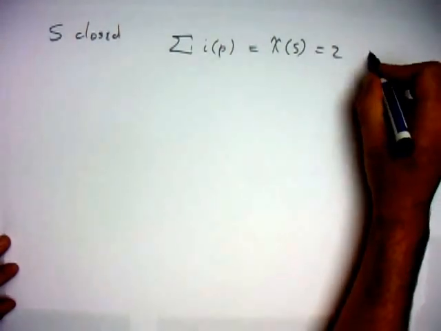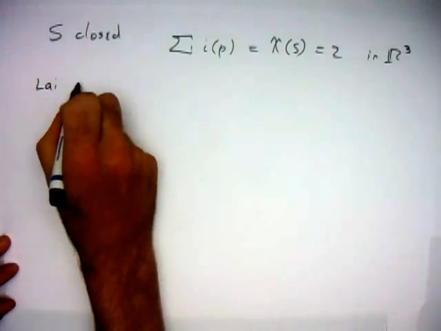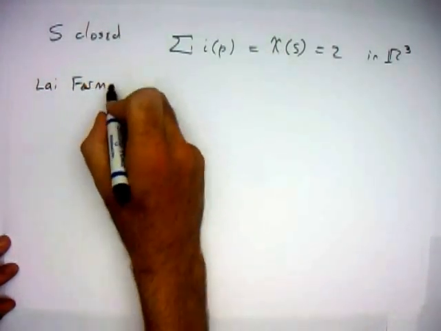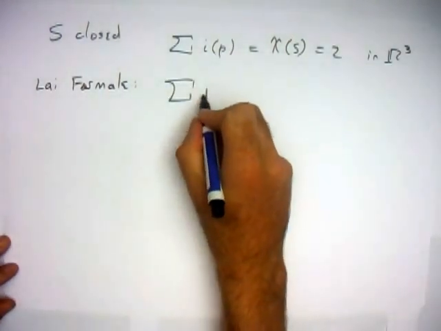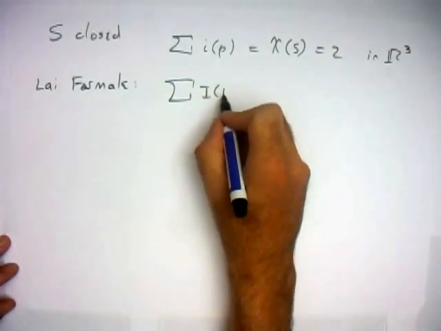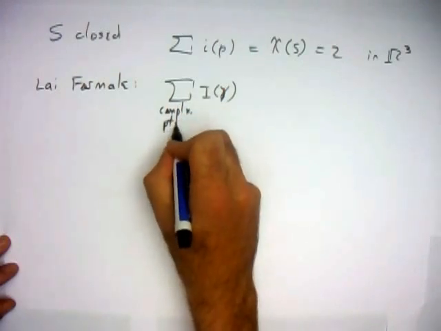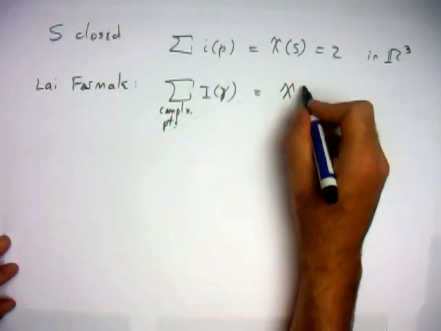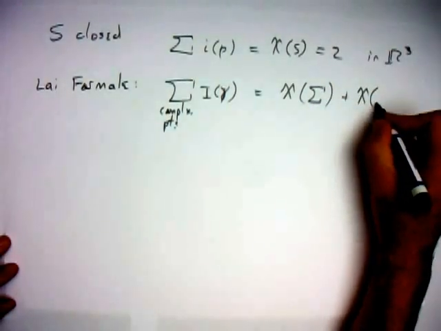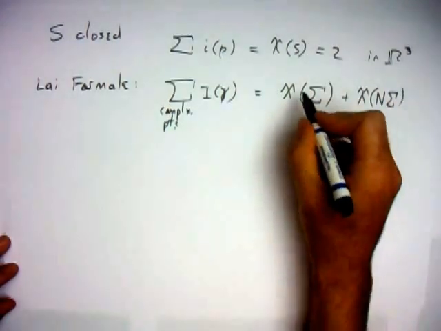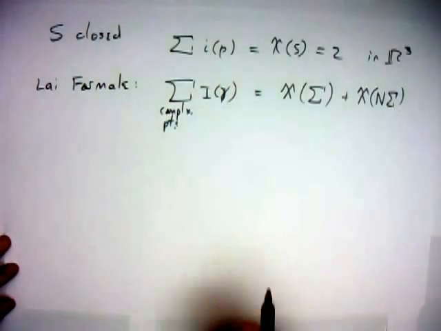Now this is all in OR3. In TS2, or in fact in any complex manifold, there is Lie's formula, which says the following: if you add up all the complex indices over complex points, what you get is the Euler characteristic of your surface, whatever your surface is, plus the Euler characteristic of the normal bundle, because your normal bundle is codimension 2 here, so tangent and normal, if you like, split up like that. So this is what's called Lie's formula.